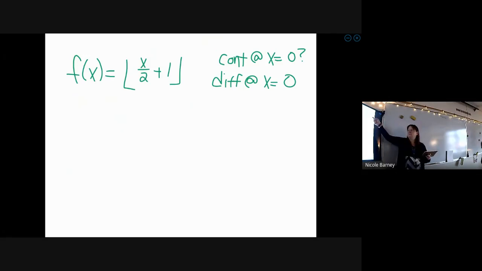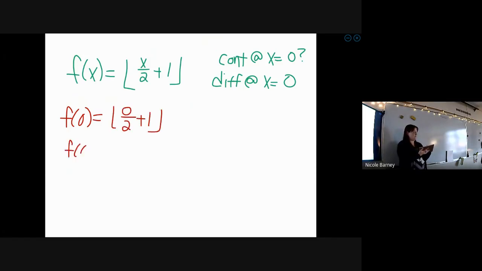So first we're going to find, is it continuous at x equals 0? So we plug 0 into the function. I have f of 0 equals 0 over 2 plus 1. So f of 0 is the greatest integer of 1, right? When I plug 0 into this, it is the same as the greatest integer of 1. So the question is, is the greatest integer of 1 continuous? Think about the point on the parent function. At 1, is the greatest integer function continuous?